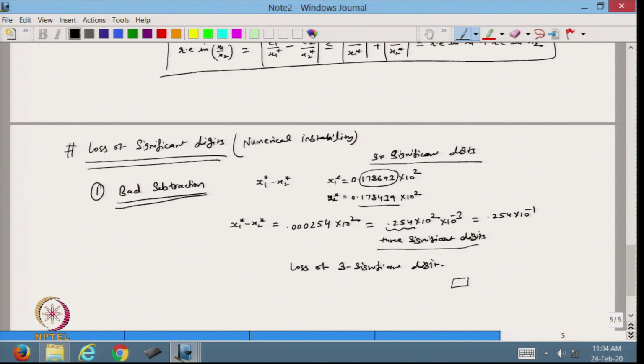So, this is all about how the error grows, and how we can find the upper bounds of the error when we do subtraction, addition, multiplication and division of two numbers. We have also discussed how a significant digit can be lost in computation. This is all for this lecture.